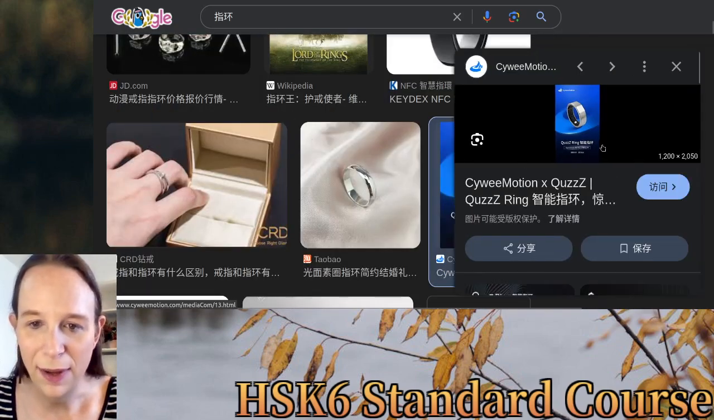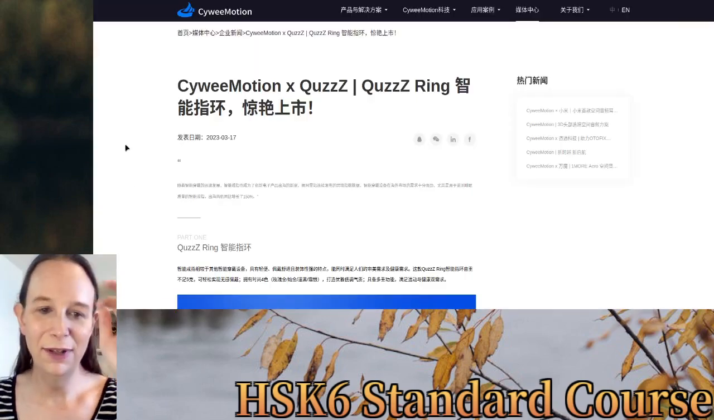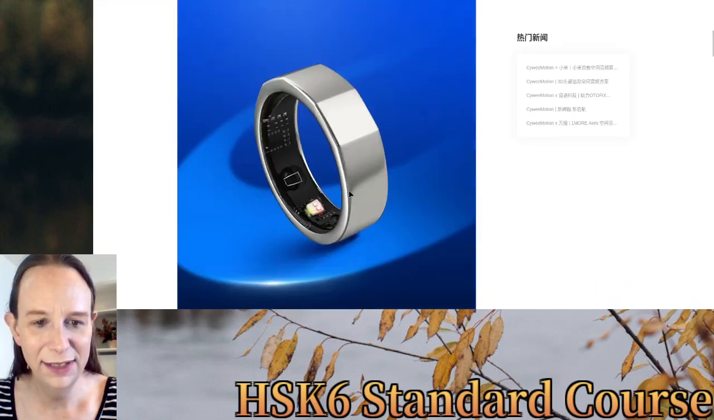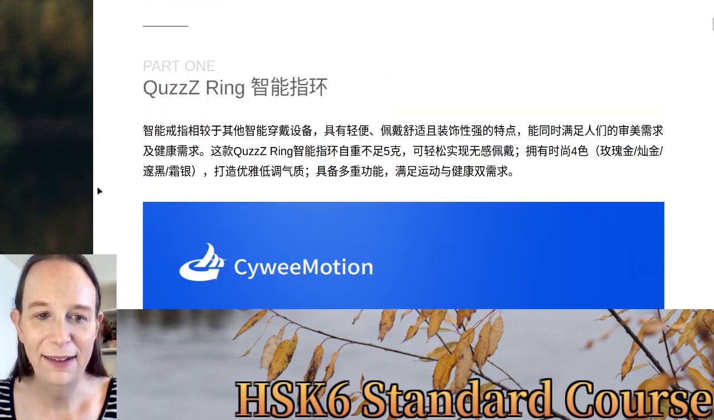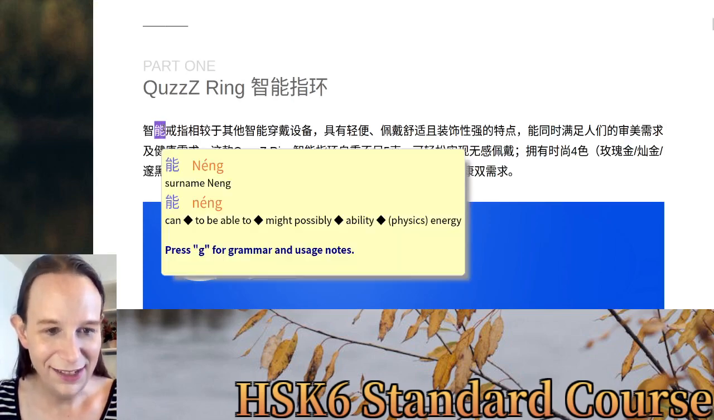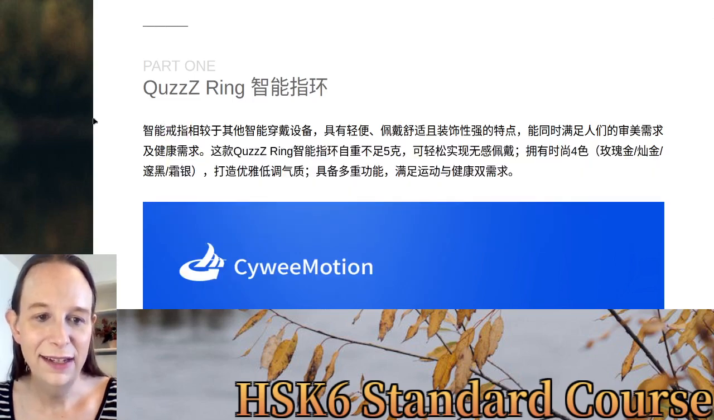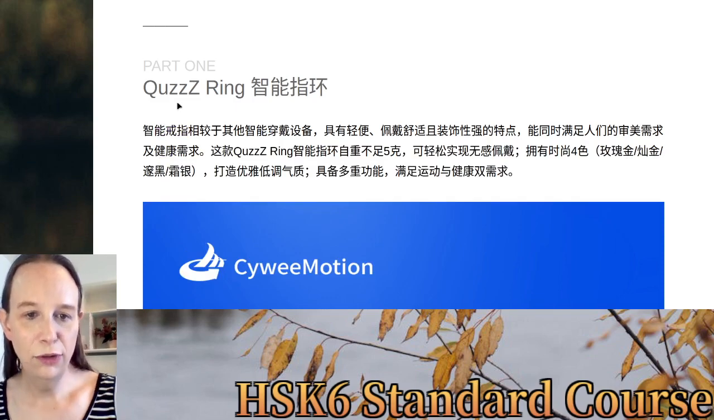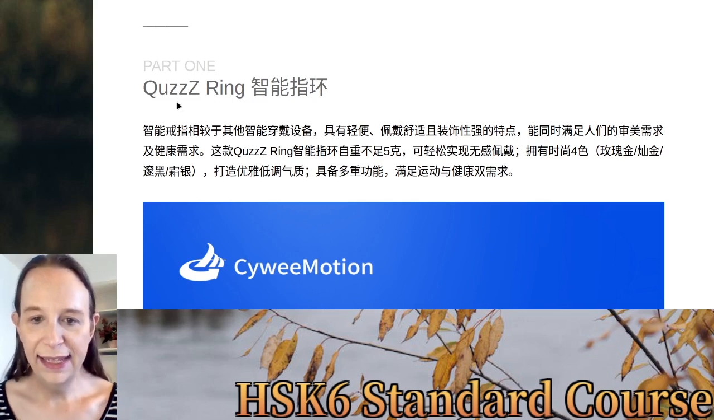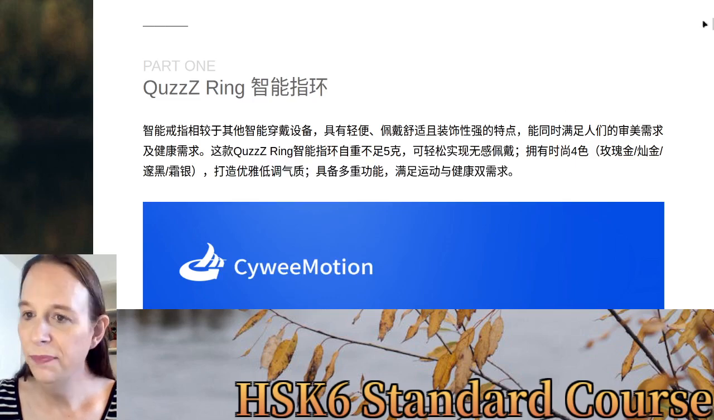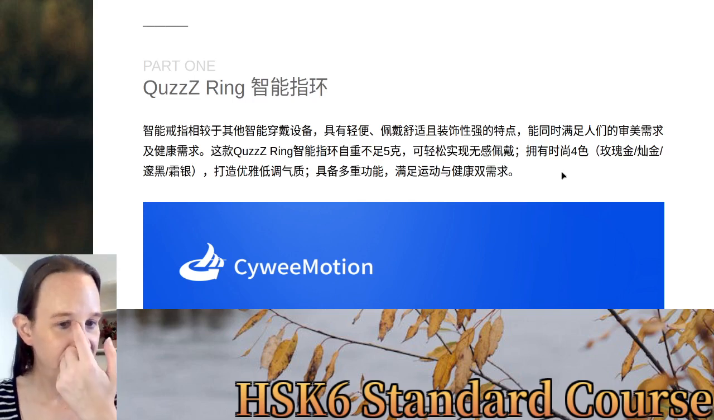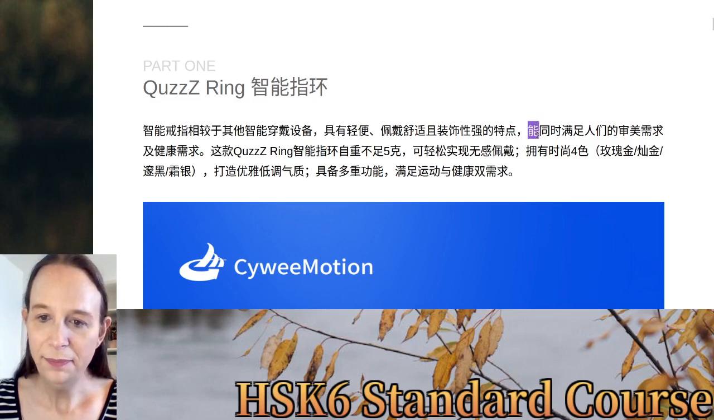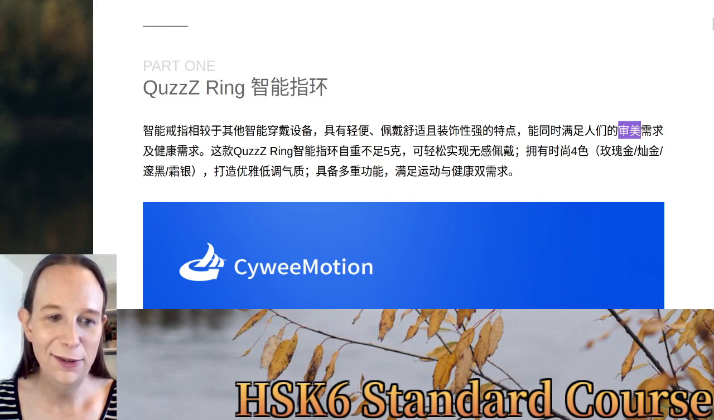Yeah, okay, so 智能指环. So this is a smart ring. So they keep track of your pulse and your blood oxygen concentration or something like that. 智能指环. So what do they say? Sorry, I need readable font. 智能戒指. So you can use both. 智能戒指相较于其他智能穿戴设备，具备轻便、佩戴舒适，且装饰性能的特点。Sorry, let me get rid of the dictionary. 能同时满足人们的审美需求及健康需求。So simultaneously satisfy your aesthetic needs and your health needs.